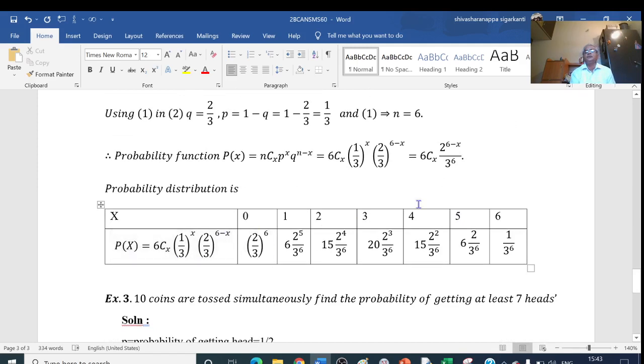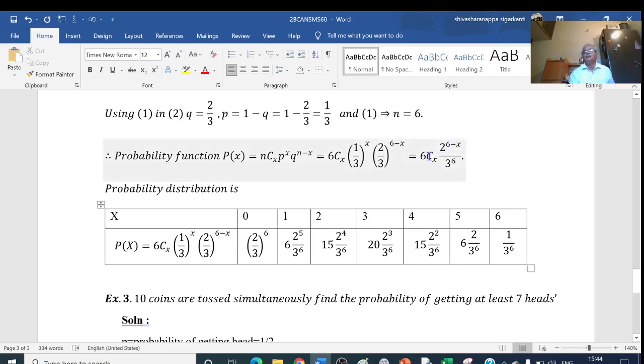Then P of x is equal to. If I put x equal to 0, then I am getting 2 raised to 6 by 3 raised to 6, since 6C0 is 1 here. That is 2 by 3 to the power of 6. And x equal to 1. This is our 6C1, which is equal to 6, times 2 raised to 5 by 3 raised to 6.